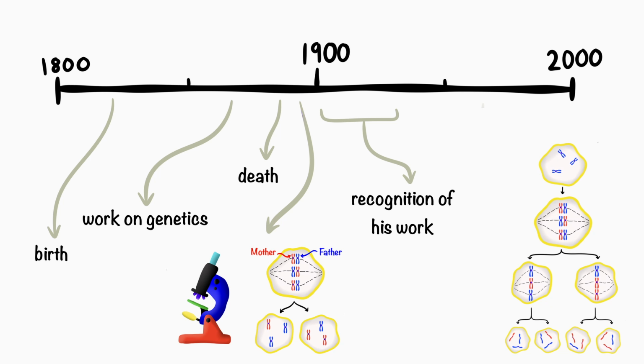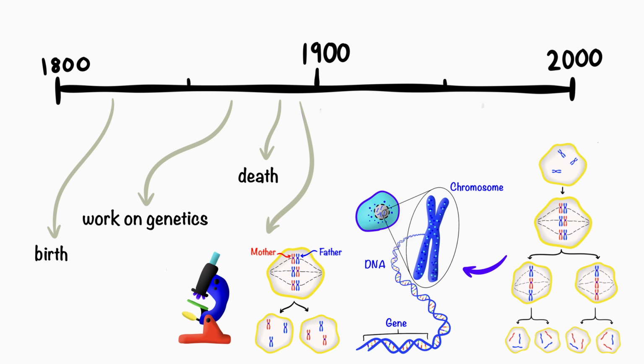In the early 20th century, scientists began to notice something remarkable. Chromosomes and Mendel's factors behaved in remarkably similar ways during reproduction. Both seemed to be passed from parent to offspring in predictable patterns. This led to the crucial insight that genes might actually be located on chromosomes.